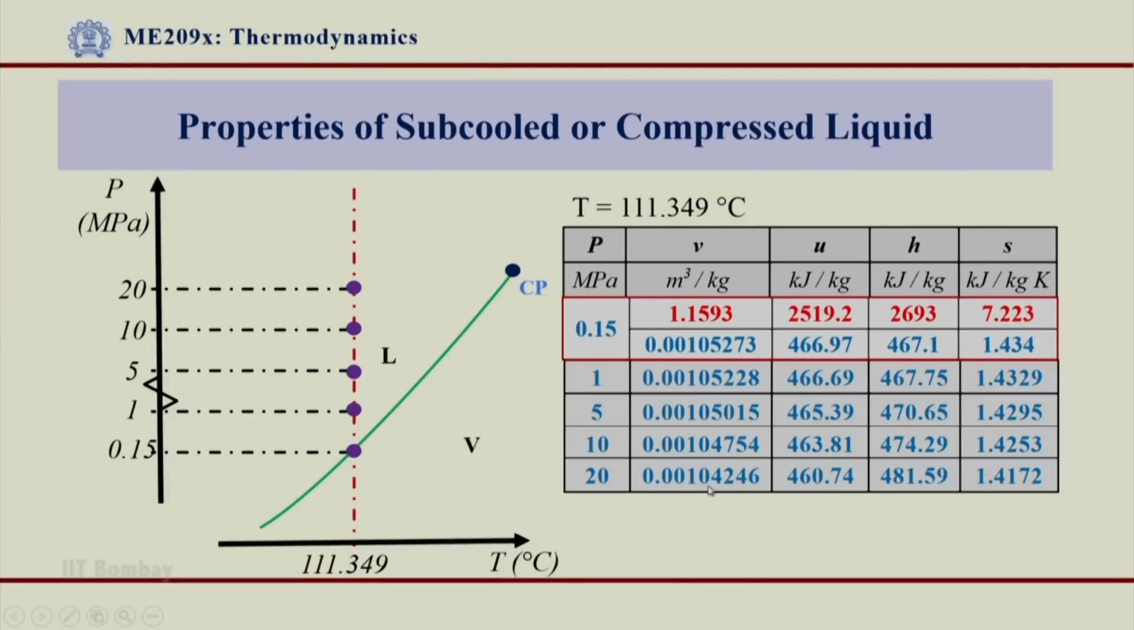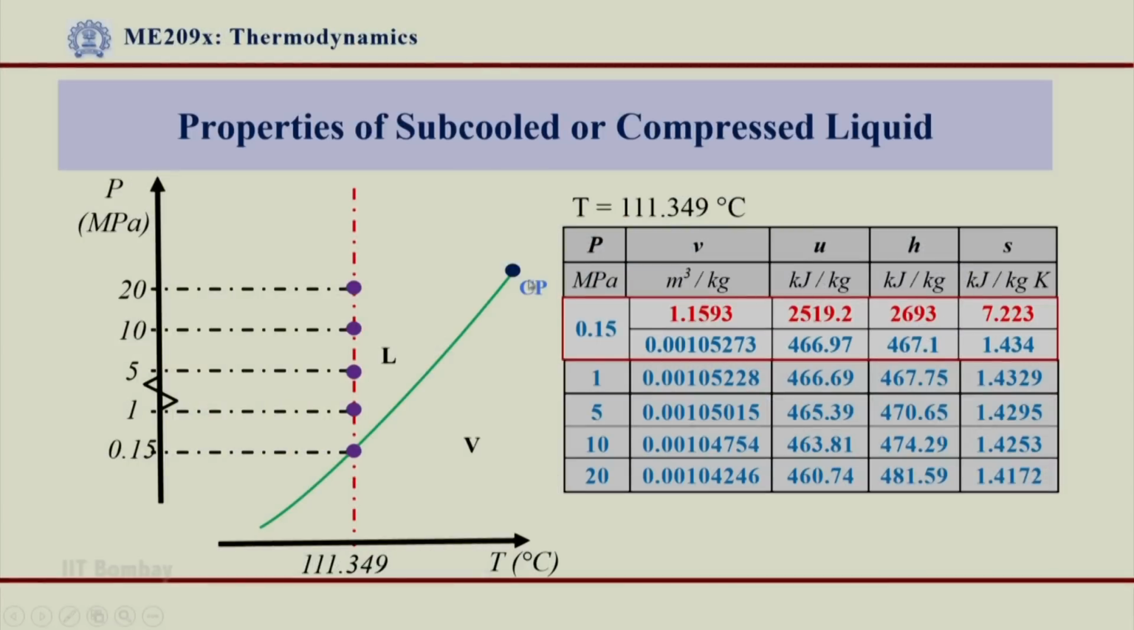So at 20 MPa, the property changes are happening in the 5th decimal place, alright. Initially it was in the 7th, then maybe in the 6th decimal, and now for specific volume it is in the 5th decimal place, while U has changed from 466 to around 460, just above 1%. Enthalpy has changed from 467 to 481, which is a little bit more as compared to V, U and even S. The S value has also changed from 1.43 to 1.41, which is not very much.